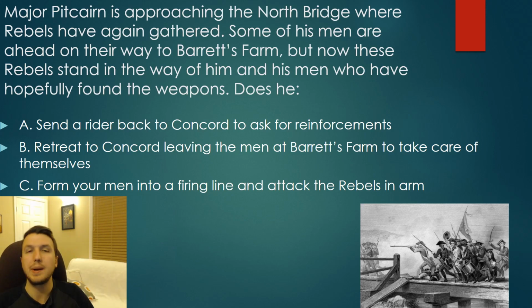So Major Pitcairn's been very careful so far, and he's still being careful. He does A, send the rider back to Concord asking for reinforcements. He only has his advanced guard, about 100 men. On the other side of the bridge, he can't quite tell how many men there are, but it's definitely more than 100 at this point, and he's getting a little nervous.